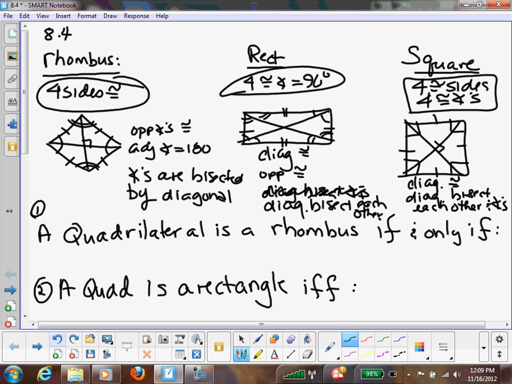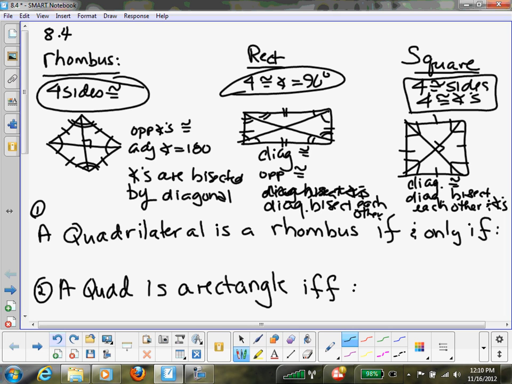Okay, a rhombus, listen up so I don't have to keep repeating this. A rhombus has both pairs of opposite sides that are parallel. The diagonals are perpendicular. The diagonals bisect each other. The sides are all congruent. Both pairs of opposite angles are congruent. And the angles are bisected by the diagonal. Both pairs of opposite sides are congruent. Yes.